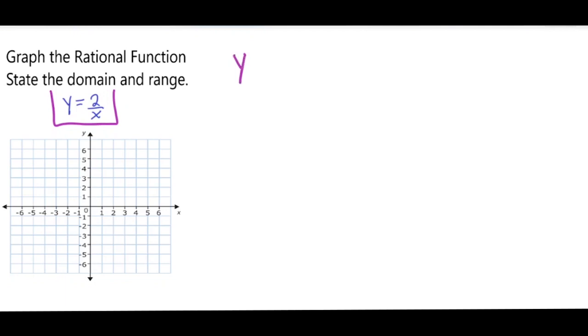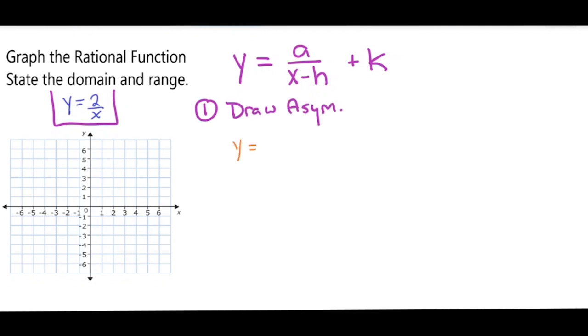So if you'll remember that when our rational function is of the form y equals a over x minus h plus k, that we have some asymptotes to draw. So our first step is going to be to draw the asymptotes. So in the function y equals 2 over x, you'll notice that this is also minus 0 plus 0 here. So that means that h and k are both 0. So that means that my vertical asymptote and my horizontal asymptote are both at 0. So that means the y-axis and the x-axis are my asymptotes.